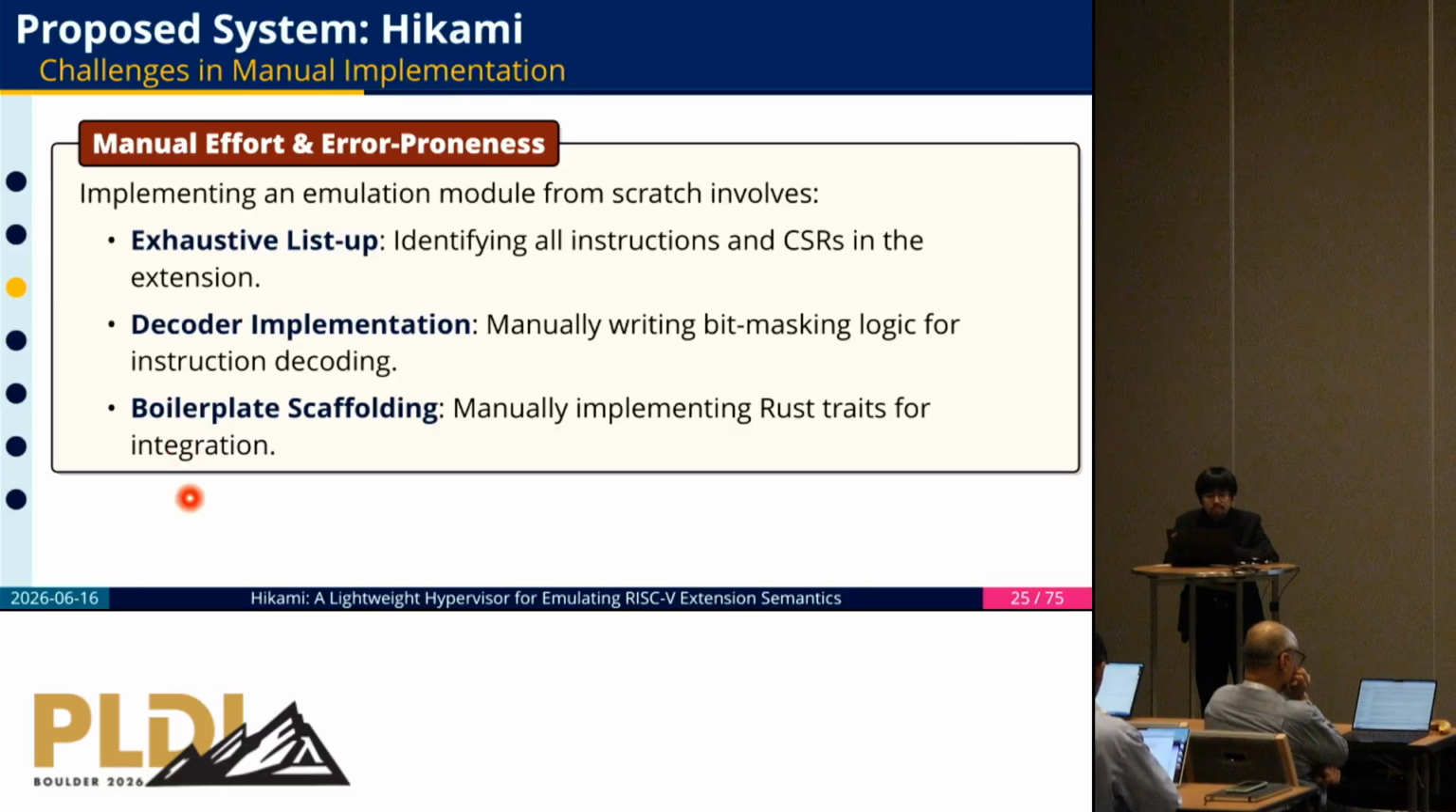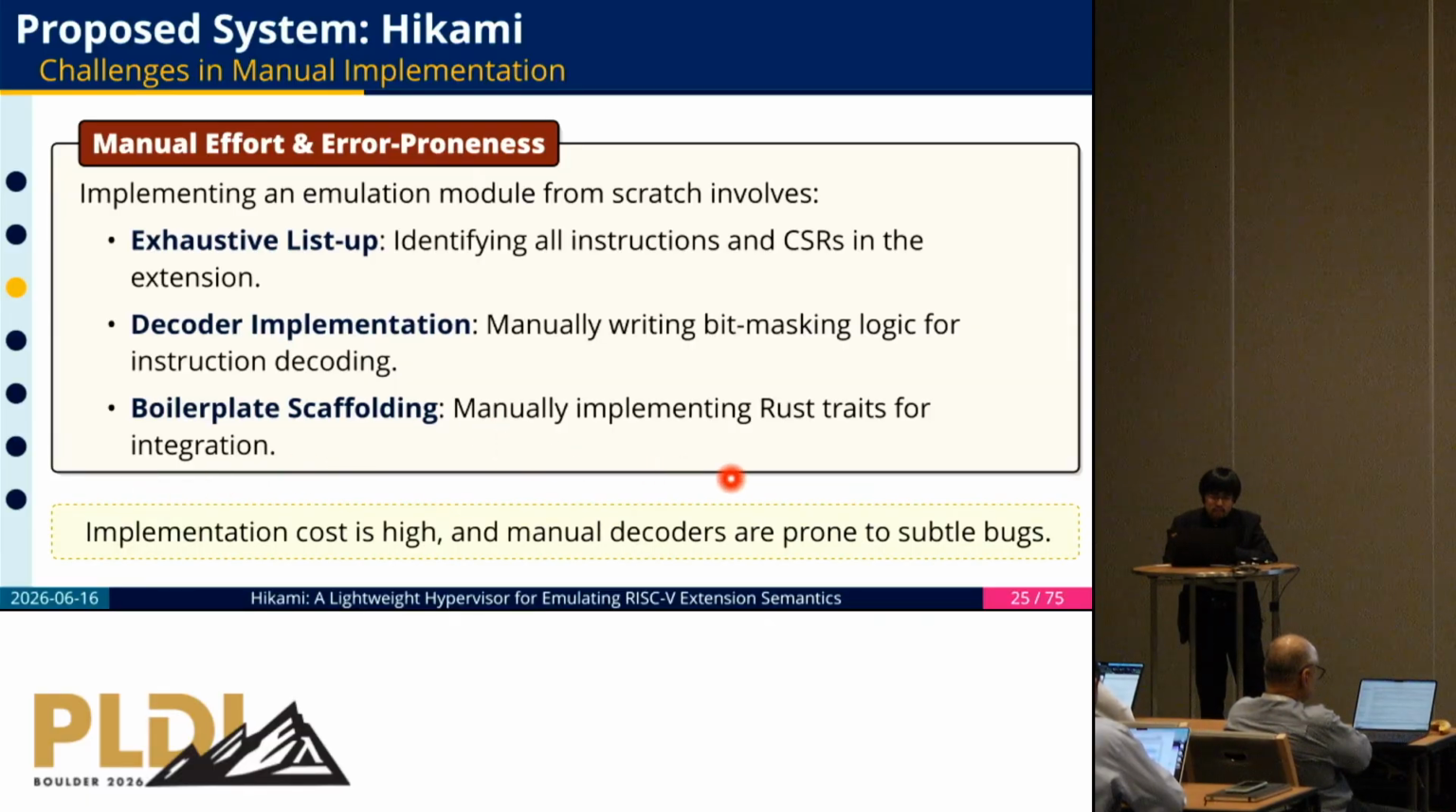While this architecture is powerful, implementing these modules manually remains a challenge. Developers must exhaustively list all new instructions, manually write complex bit masking logic for decoders, and implement a lot of boilerplate code. This manual process is not only labor intensive, but also highly prone to subtle bugs. So how can we automate this process and ensure its correctness?